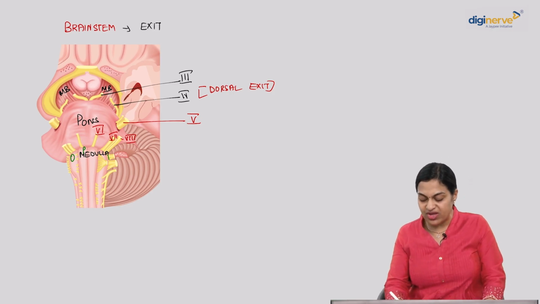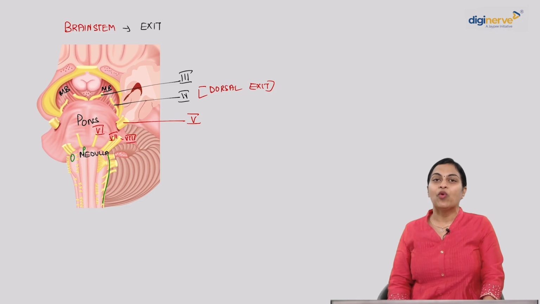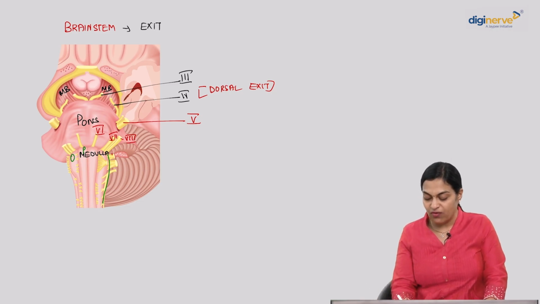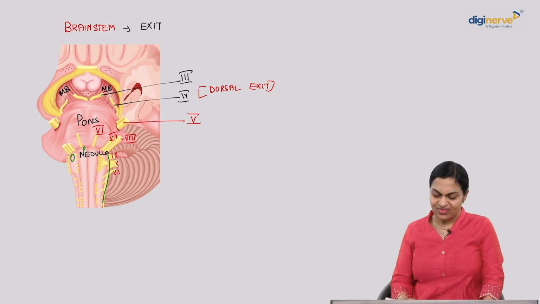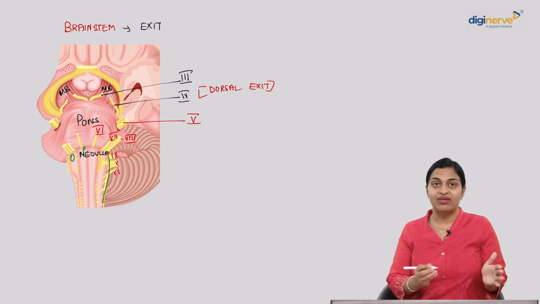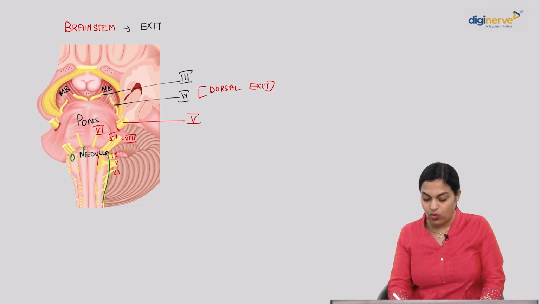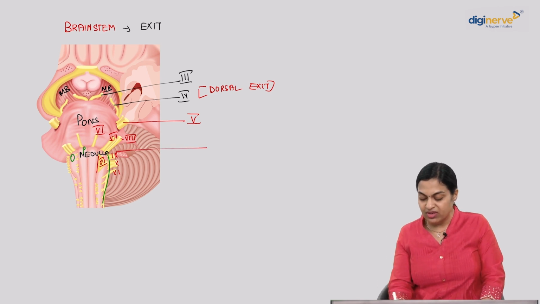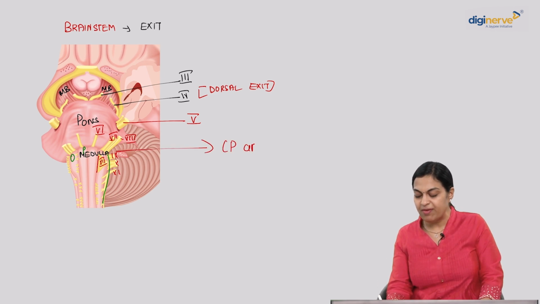Behind the olive, can you see a sulcus here? The posterolateral sulcus of medulla, related to the emergence of the 9th, 10th and 11th cranial nerve. From the anterolateral sulcus between the pyramid and the olive, what you see here is the emergence of the 12th cranial nerve. And also remember, this juncture is called the CP angle.